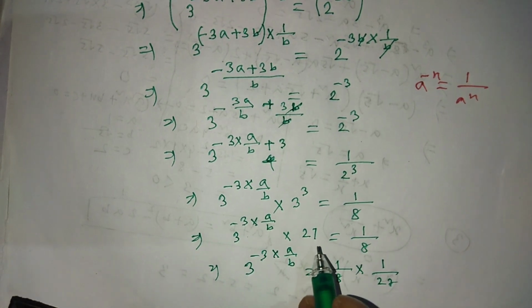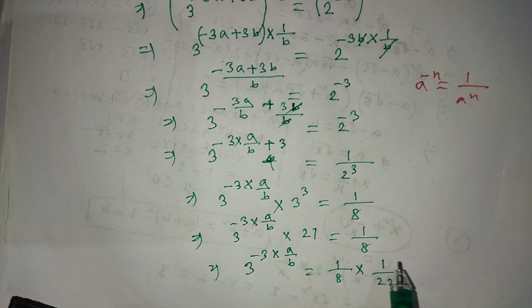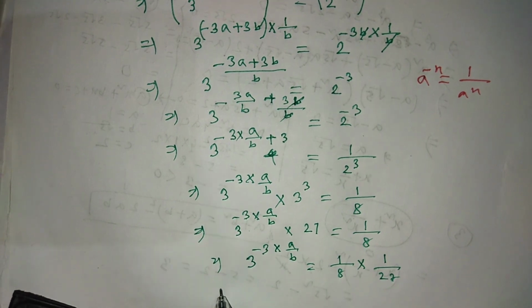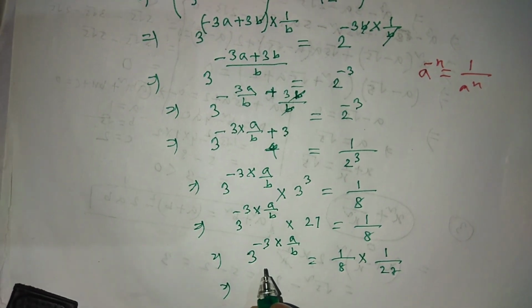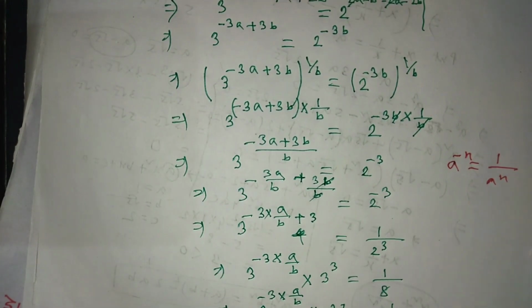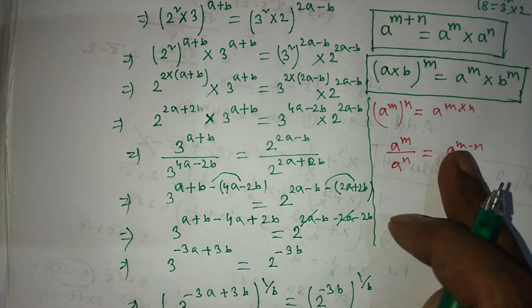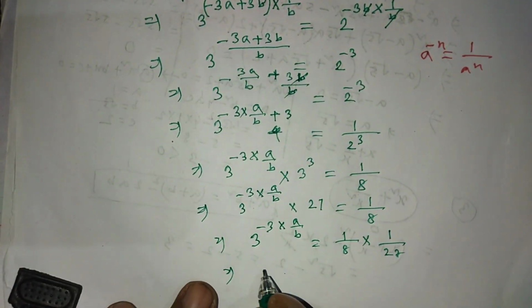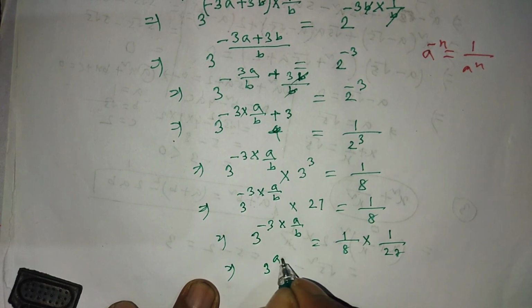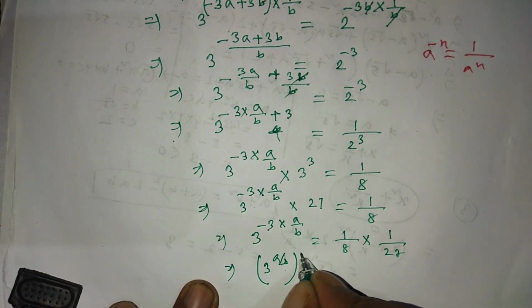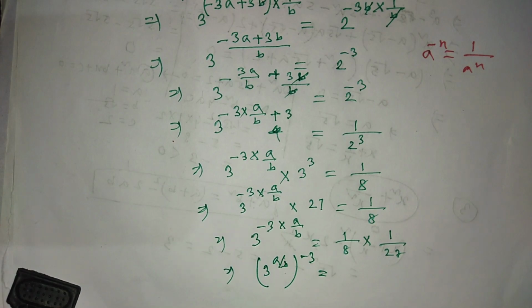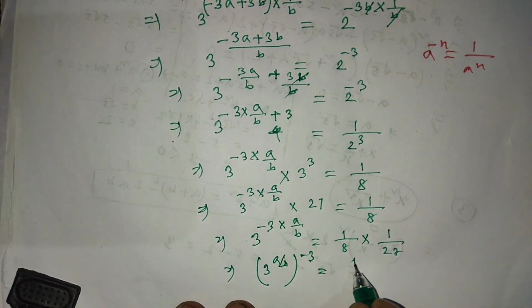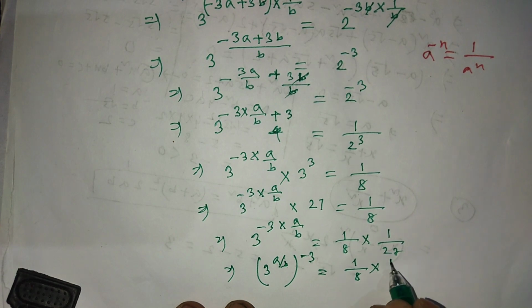If you transpose 27 from left side to right side, so on the right hand side we have to write 1 by 8 into 1 by 27. So student, on the left hand side we have to apply this formula: a to the power m into n, that means a to the power m whole to the power n. So we have to write 3 to the power a by b whole to the power minus 3 is equal to 1 by 8 into 1 by 27.